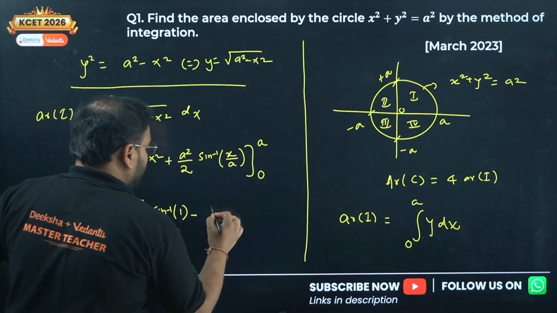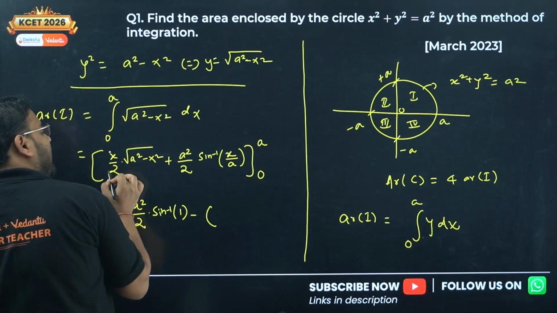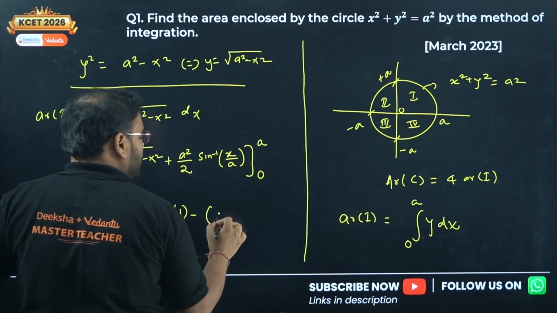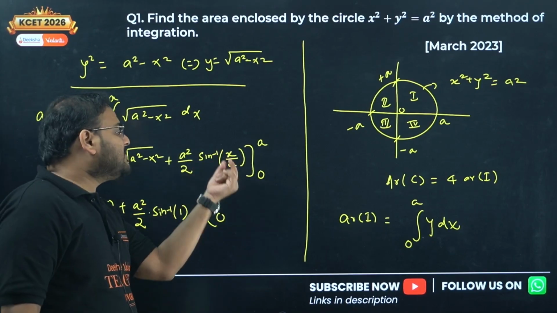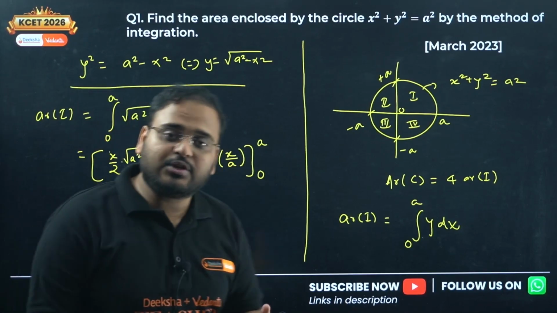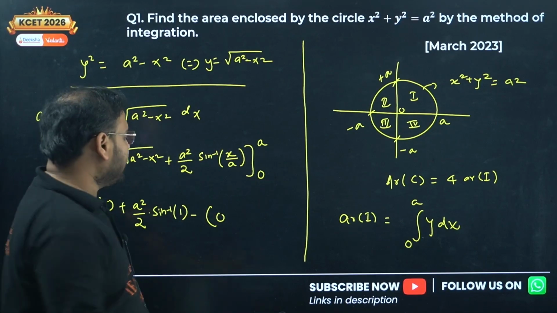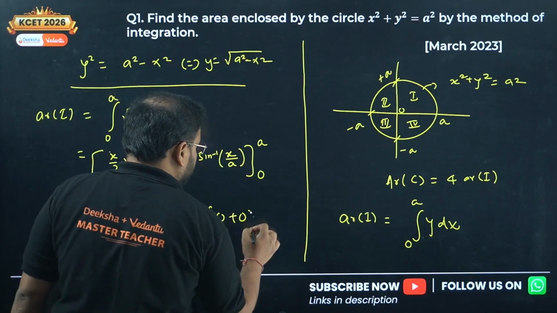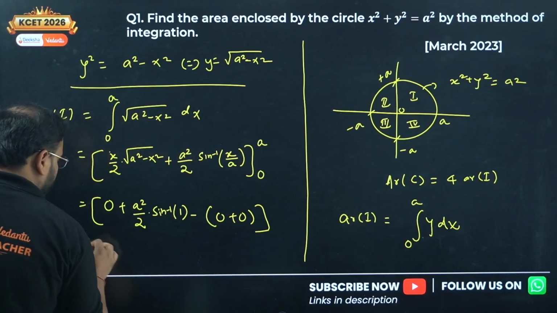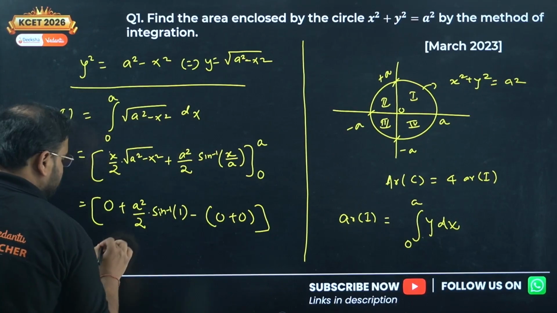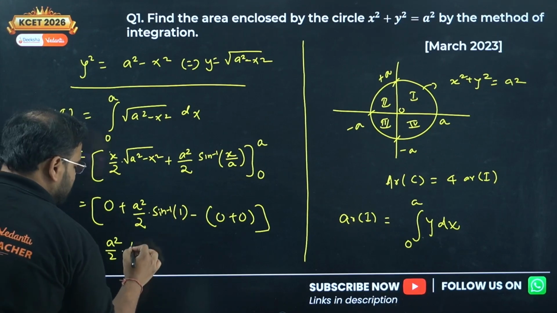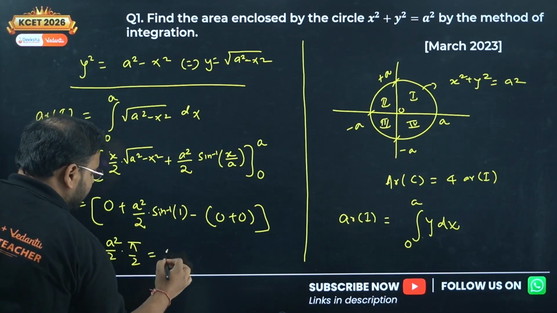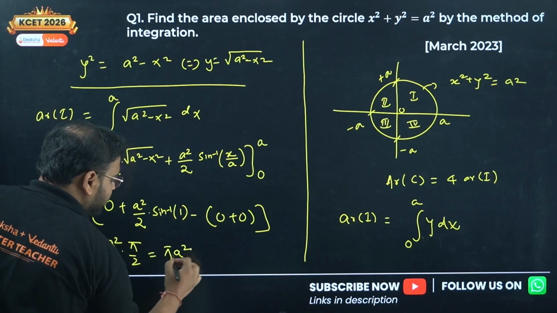Now when you take the lower limit, when you put 0 over here, 0 by 2 is 0. Everything becomes 0. So the first term will be 0 when you put the lower limit. Over here, sine inverse of 0 by a is sine inverse of 0, which is 0. Again, that will also be 0, sir. So we have this so far as a square by 2. Sine inverse of 1, sir, is pi by 2. So I have the answer as pi a square by 4.